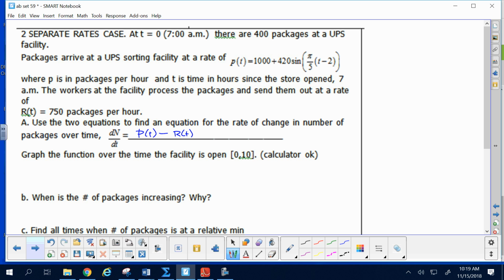All said then, you could say the net rate of change in the number of packages, if you took that, take away that, would be something like 250 plus 420 sine(pi over 5 times (t minus 2)). Let me tell you, it's not easy to write a model like this, by the way. Graph the function over the time on the sheet. That'll get you started. Okay? Have a lovely day. Stay out of trouble.